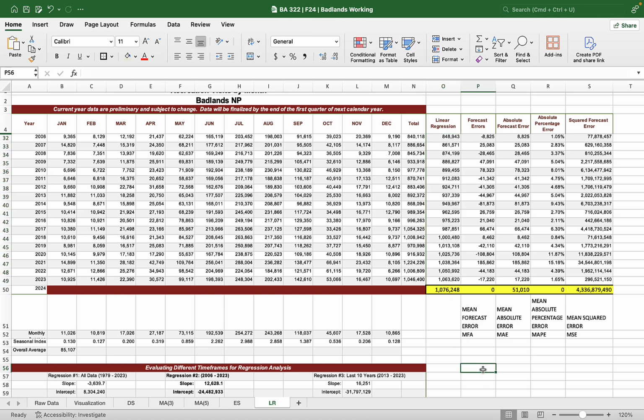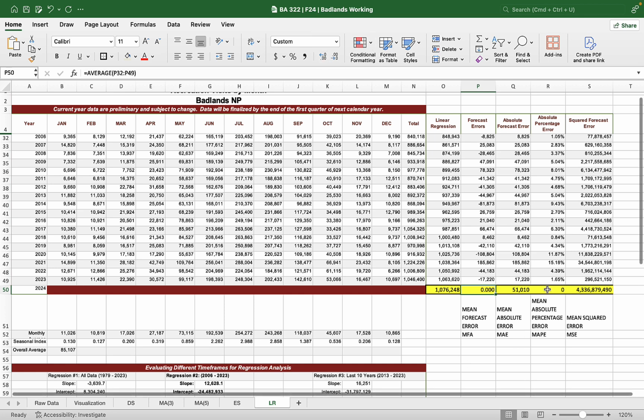So now let's take a look at our errors. The mean forecast error in a linear regression model is 0 by definition. It sets the line such that the errors, overestimations and underestimations, always balance themselves out completely. So the linear regression model is going to be an unbiased estimator. It's not going to overestimate or underestimate.